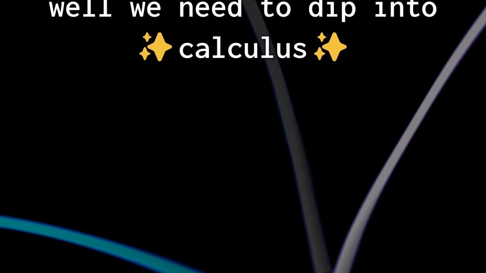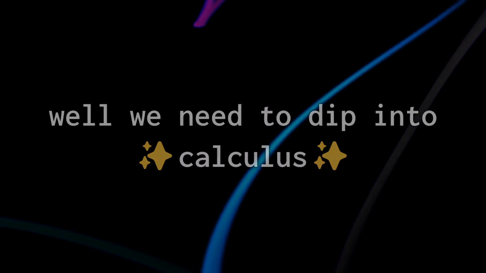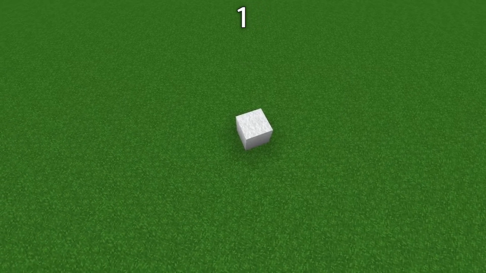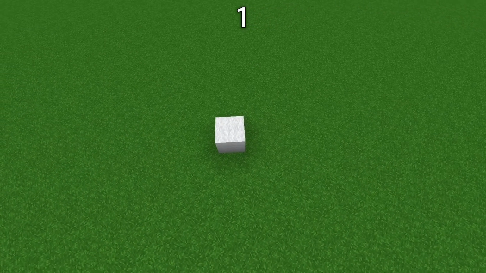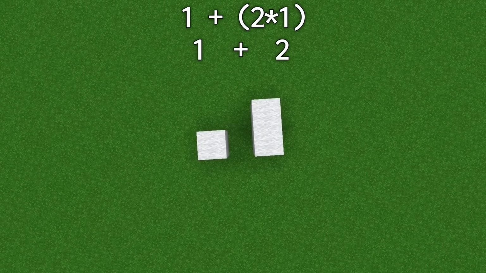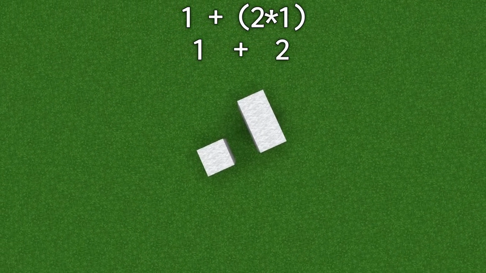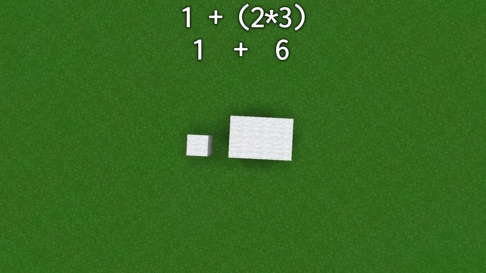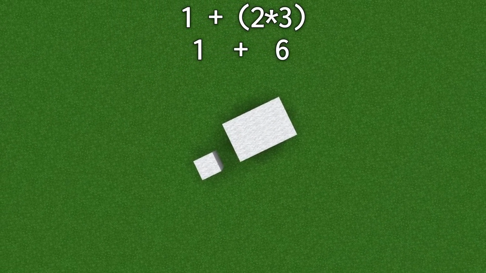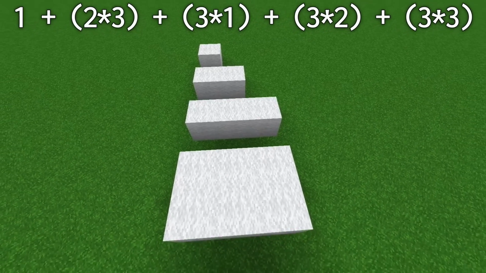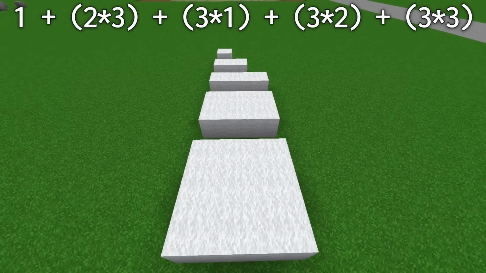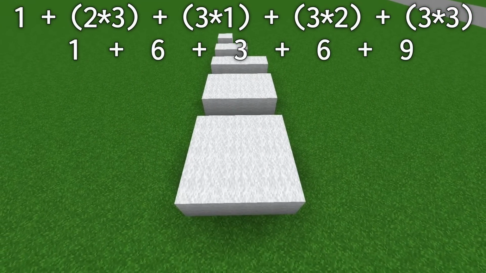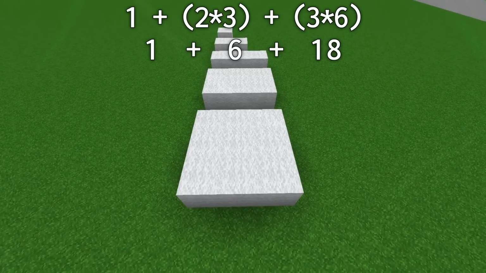So how do I even calculate any of this? Well, we need to dip into calculus a little bit to calculate it. What I did was, okay, so actually start with 1 pixel, just 1 single pixel. Now add this to a 2 by 1, so you get 3. Now add that to a 2 by 2, and you get 7. We now have a 1 by 1 plus 2 by 3 if you break it down. Now you add 3 by 1, 3 by 2, and 3 by 3, which is 3 plus 6 plus 9, otherwise known as 3 times 6.